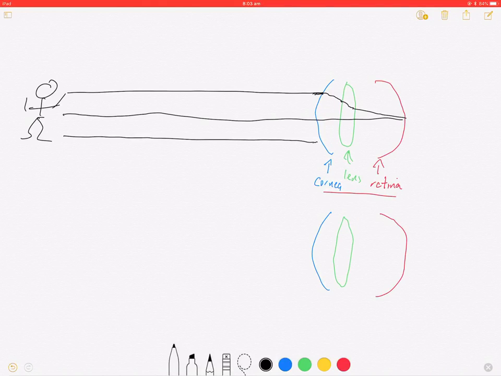So let's just look again: most refraction at the cornea, a bit of fine tuning by the lens, and then we get the upside down image of our person, and then this information travels by the optic nerve to the brain, and so you can see a lovely focused person.